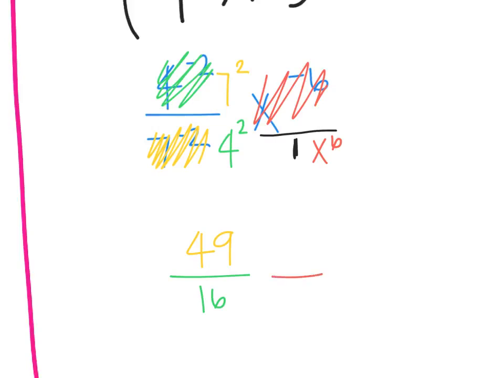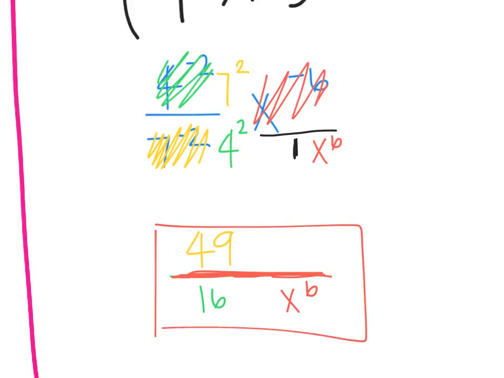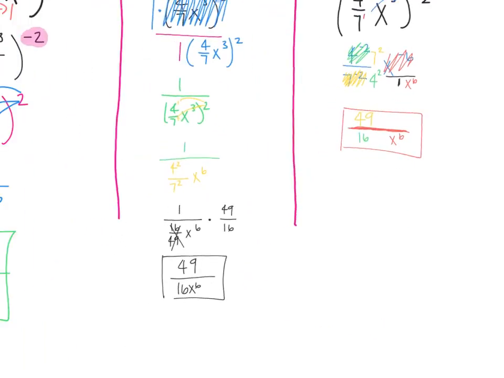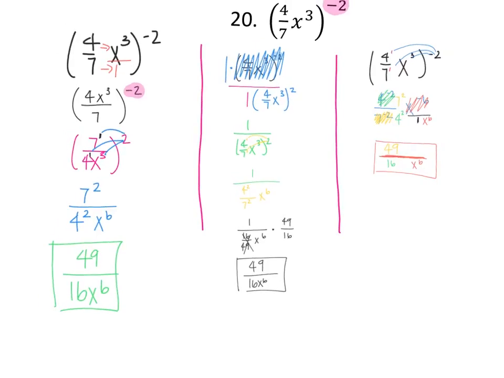And then I have this x to the 6th in the denominator, so I'm really just going to make that one giant fraction because it's a multiplication problem. So my answer is 49 over 16x to the 6th. And again, it's the same answer I got the other two times I did it. So it doesn't matter which way you do the problem, it just depends on which way the problem makes sense to you.